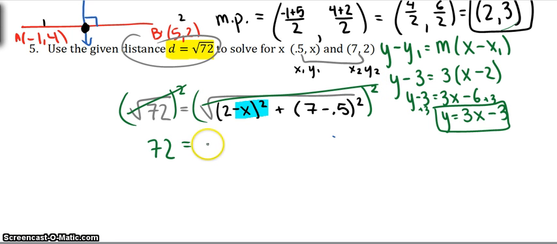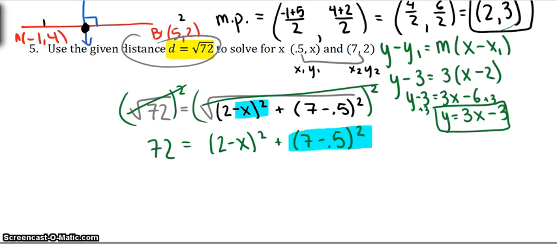Let's simplify that square root on the right as well. Then we're just left with what's under the radical. Just 2 minus x squared plus 7 minus 0.5 squared. And this 7 minus 0.5 is just some number. So you could actually simplify that part and square it. So let's go ahead and do that now.